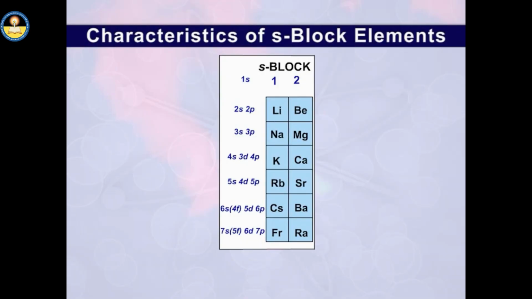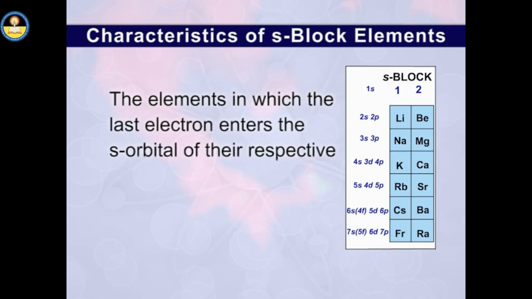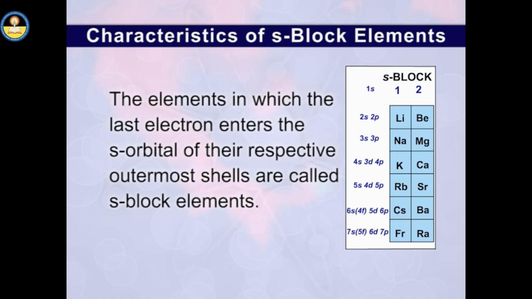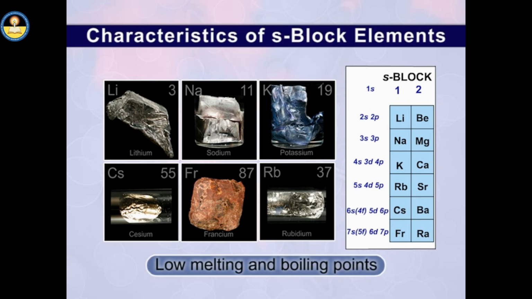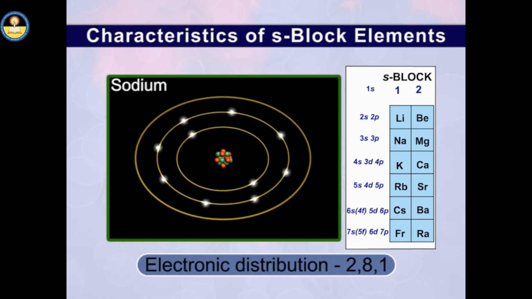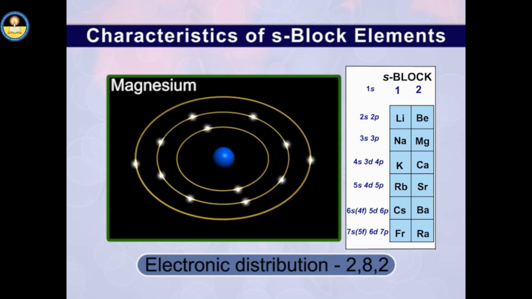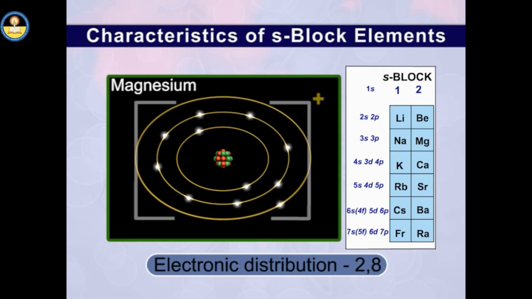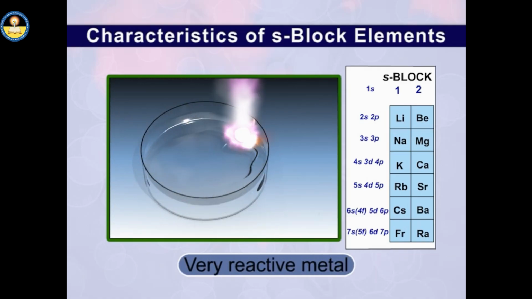Characteristics of s-block elements. The elements in which the last electron enters the s orbital of their respective outermost shells are called s-block elements. They are soft metals. They have low melting and boiling points. They lose the valence electron to form monopositive and dipositive ions. They are very reactive metals.